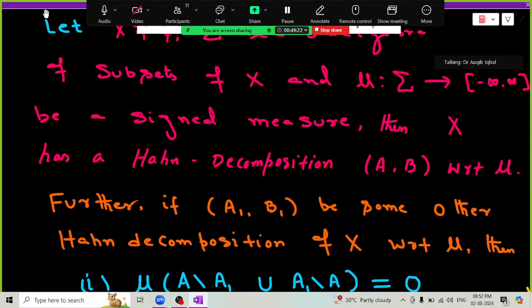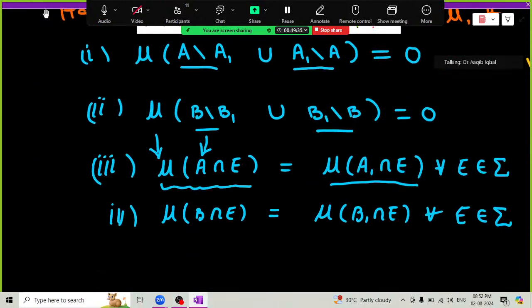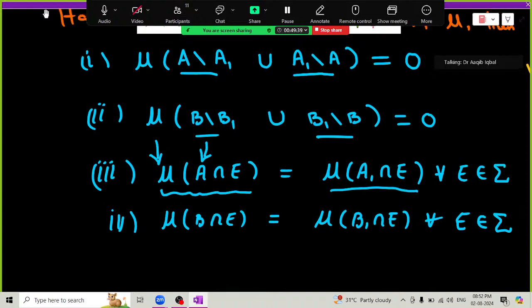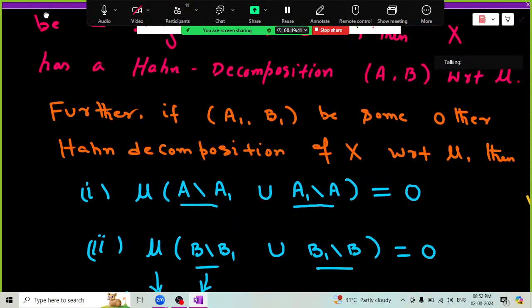Again, A1 B1 is a Hahn decomposition of X with respect to mu, so A1 is also a positive set. So I can also create a measure using A1 and mu. और ये जो तीसरी information यहाँ, ये जो third point यहाँ आप देख रहे हैं, it tells us those two measures will be same. ठीक है.